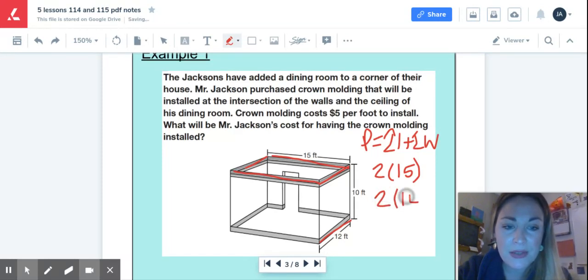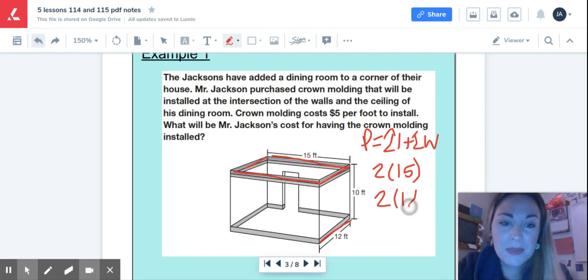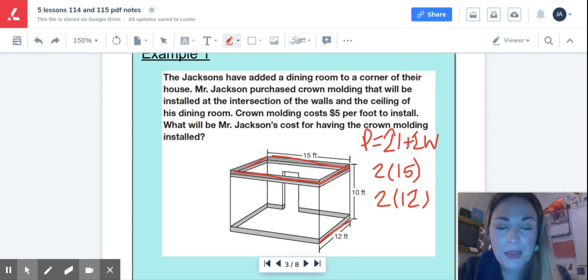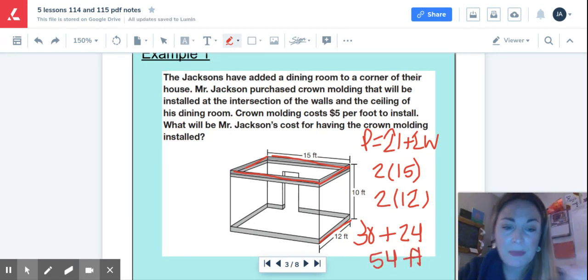It's hard to write with a stylus pen. 2 times 12. And we end up with 30 plus 24. And that becomes 54 feet. I caution you to pay attention.